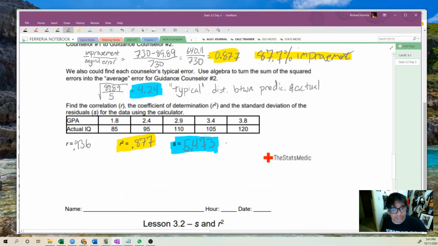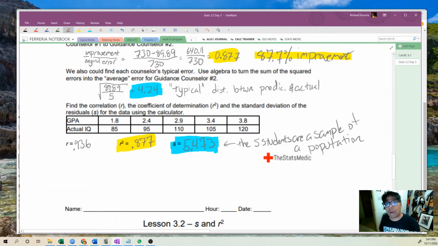The distinction here is this is the 5 students are a sample of a population, which is why we're doing stats. This one right here, this is the 5 students are the population. Generally speaking, if you're doing stats, you're not looking at the entire population. You're only looking at a sample of the population. So this is the correct value of s to use.